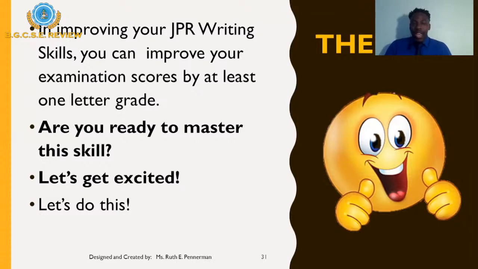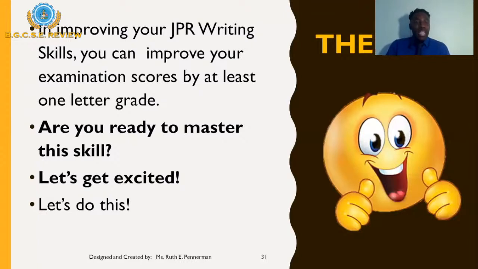On the left-hand side, you may want to write the word disagree. On the right-hand side, you want to write the word agree. And you want to very quickly list reasons why you may agree with the statement, and then on the other side, you want to write reasons why you disagree. So let me repeat that again. On the left, you may want to write the word disagree, and you want to put the reasons why you disagree on that side, and on the right, you want to write why you agree.